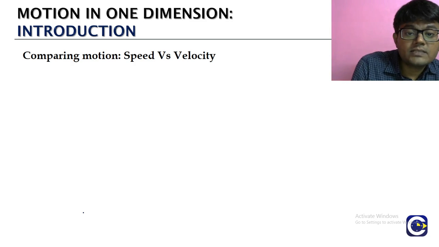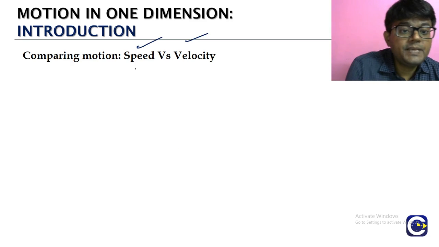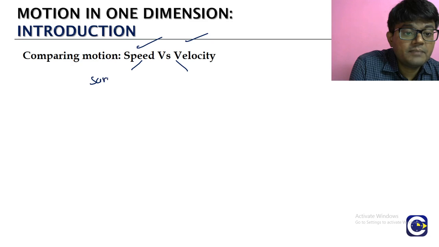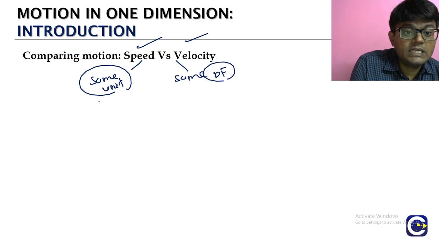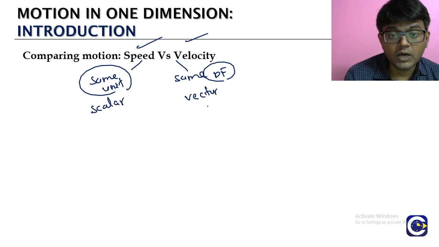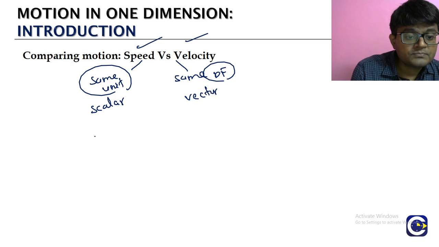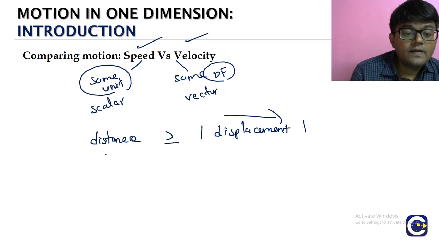Let us talk about the comparison between speed and velocity. What did we say? We said speed and velocity have the same unit. So we'll talk about the similarities, and also they have the same dimensional formula, but we have some differences. Speed is a scalar because it is defined by using distance. Velocity is a vector because it is defined by using displacement. Now remember, we have a relation between distance and displacement. Distance is always more than or equal to the magnitude of the displacement. We'll divide both sides by time.